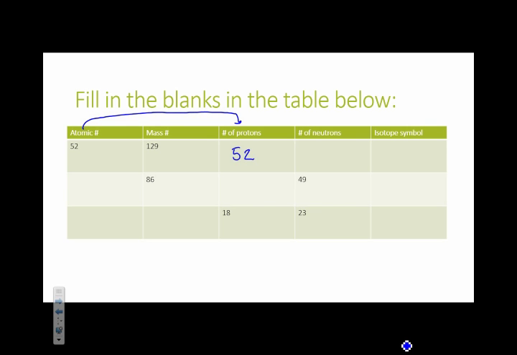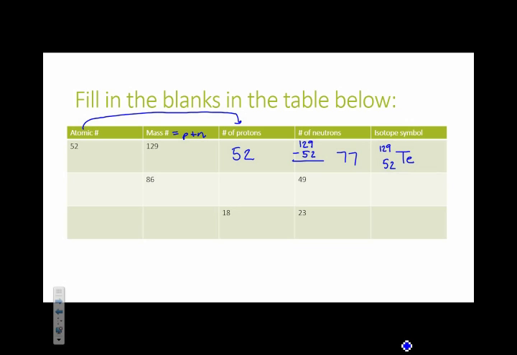So if I have 52 as my atomic number, then I know I have 52 protons. My mass number we know is equal to our protons plus our neutrons. So if I know that I have 52 protons, then I can take my mass number and subtract 52, and that will give me my number of neutrons, which will be 77. For my isotope symbol, I'm going to find element 52 because that's the number of protons I have. Element 52 is tellurium, and we have a mass number of 129 and an atomic number of 52.